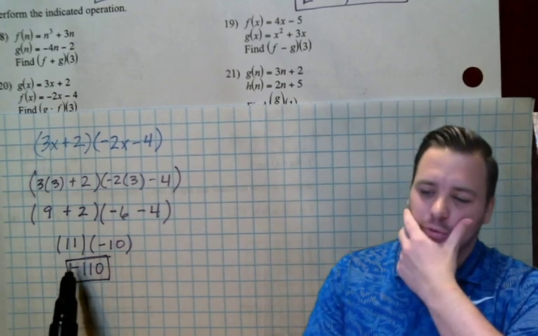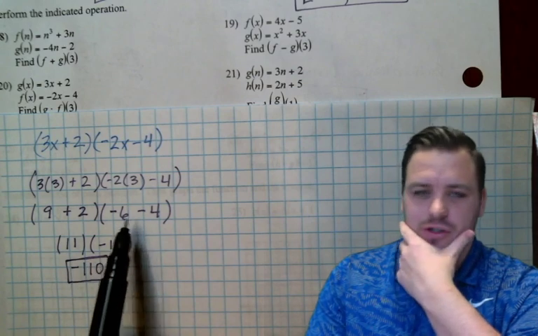All right, sorry. So working that problem, we get it to be negative 110 once you work it all out.